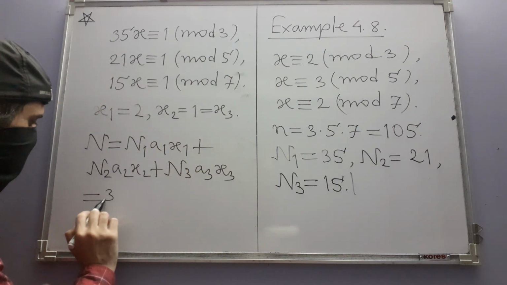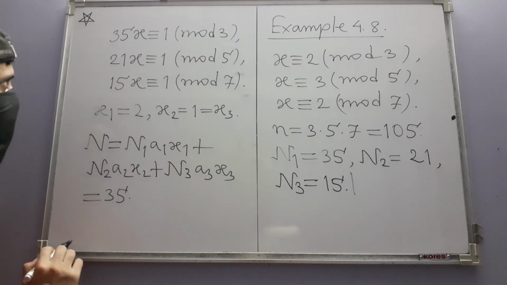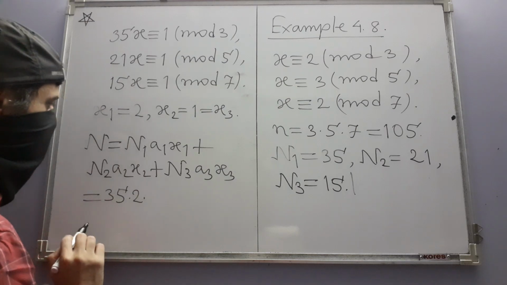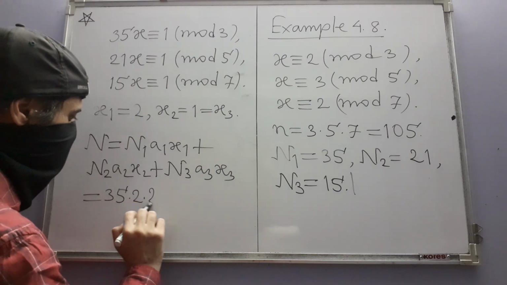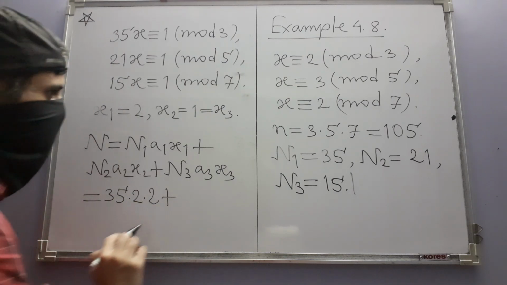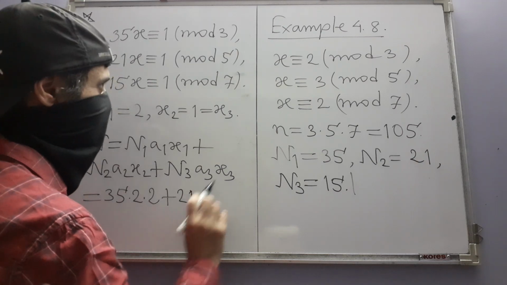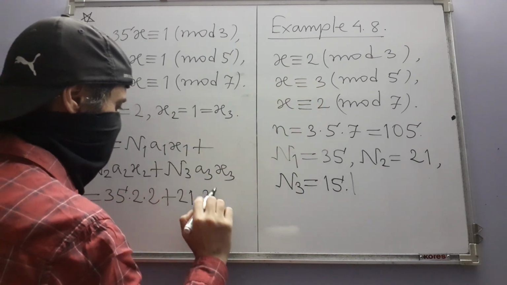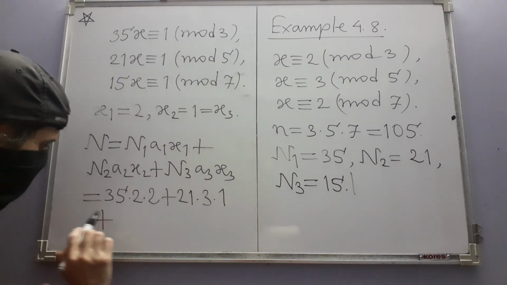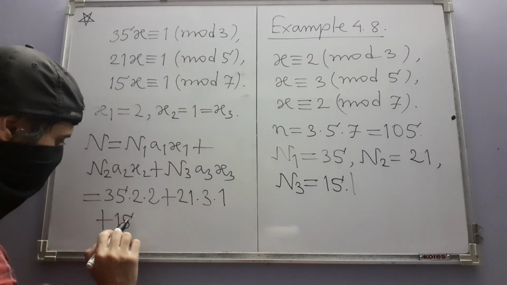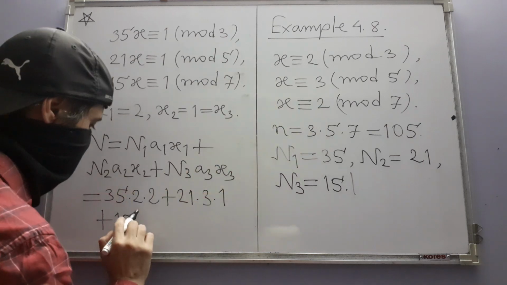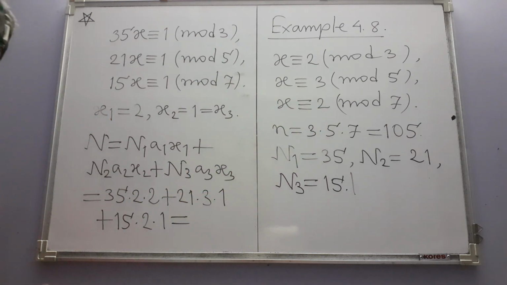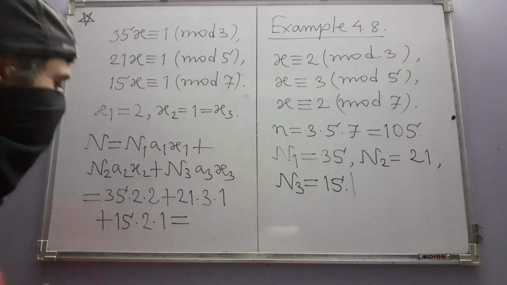So N1 is 35, A1 is 2 and X1 is 2, plus N2 is 21, A2 is 3 and X2 is 1, plus 15 times 2 times 1, and this one turns out to be 233.